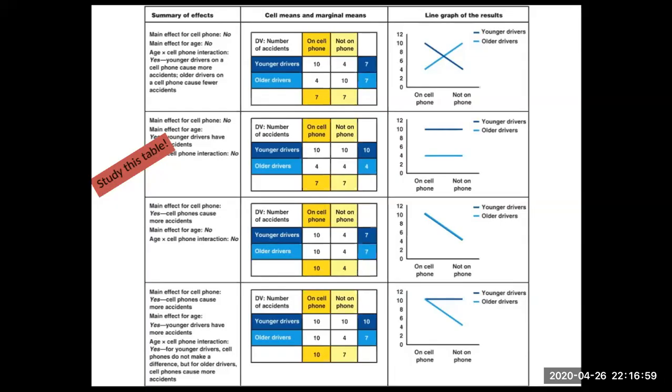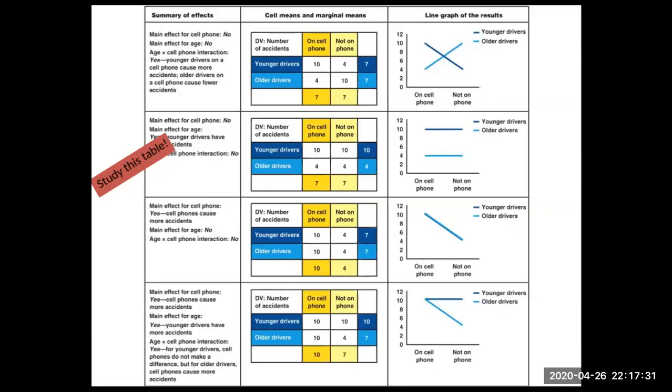We have younger drivers on a cell phone, 10 accidents. Younger drivers not on a cell phone, 10 accidents. So it looks like whether or not they're on a cell phone doesn't make a difference. They have the same number of accidents. Older drivers, 4 on the cell phone, 4 not on the cell phone. Okay, well, let's look at the numbers. Marginal means, 10 and 4 for age of the driver, 7 and 7 for cell phone. So main effect for cell phone? No, the marginal means say 7 and 7, so no.